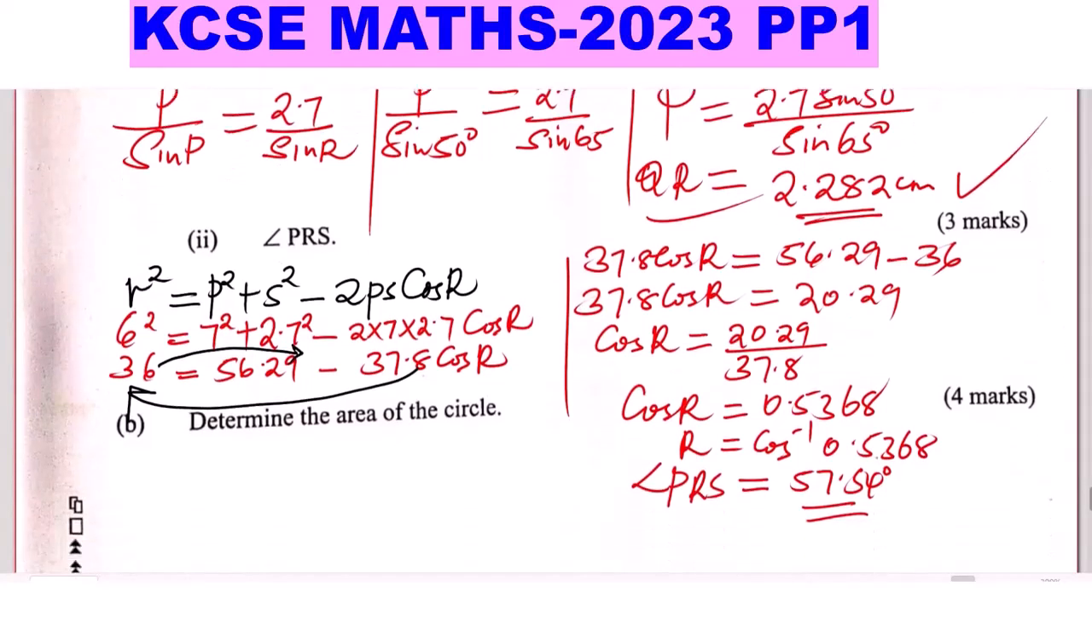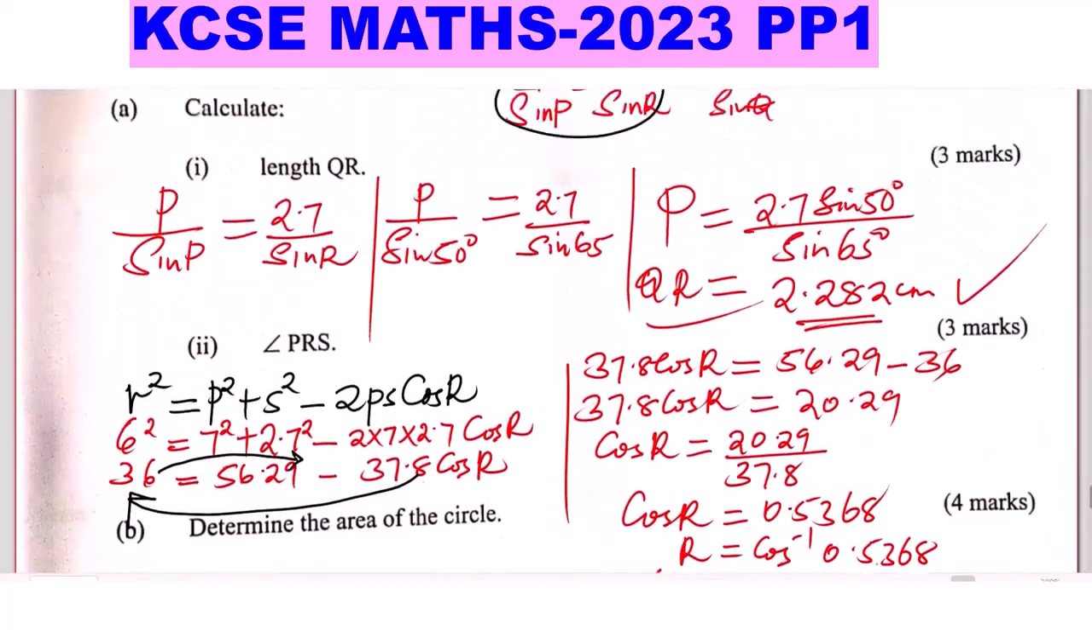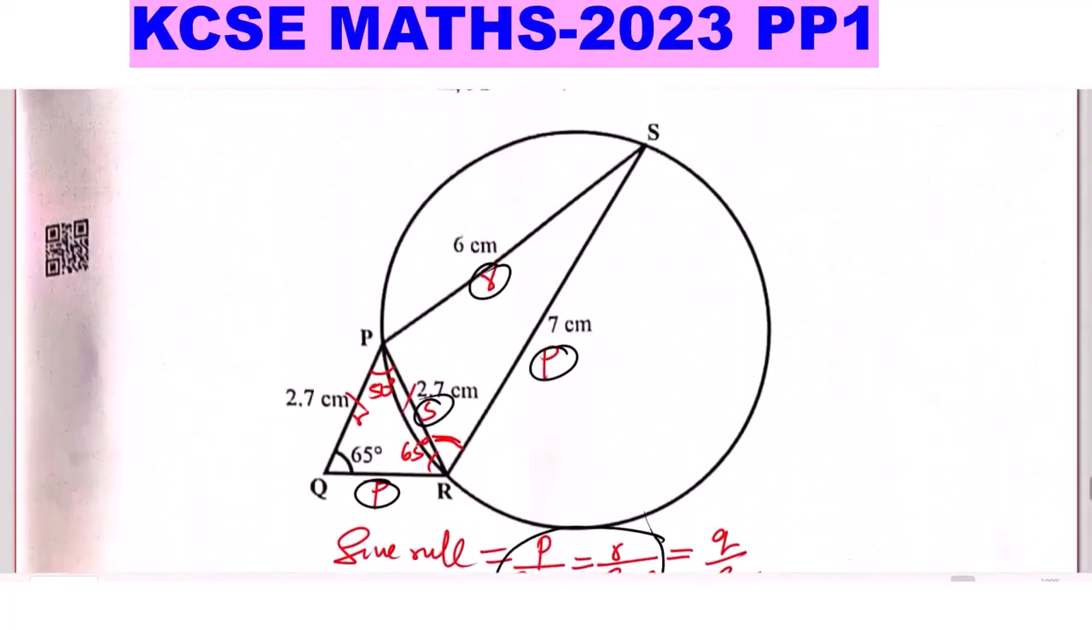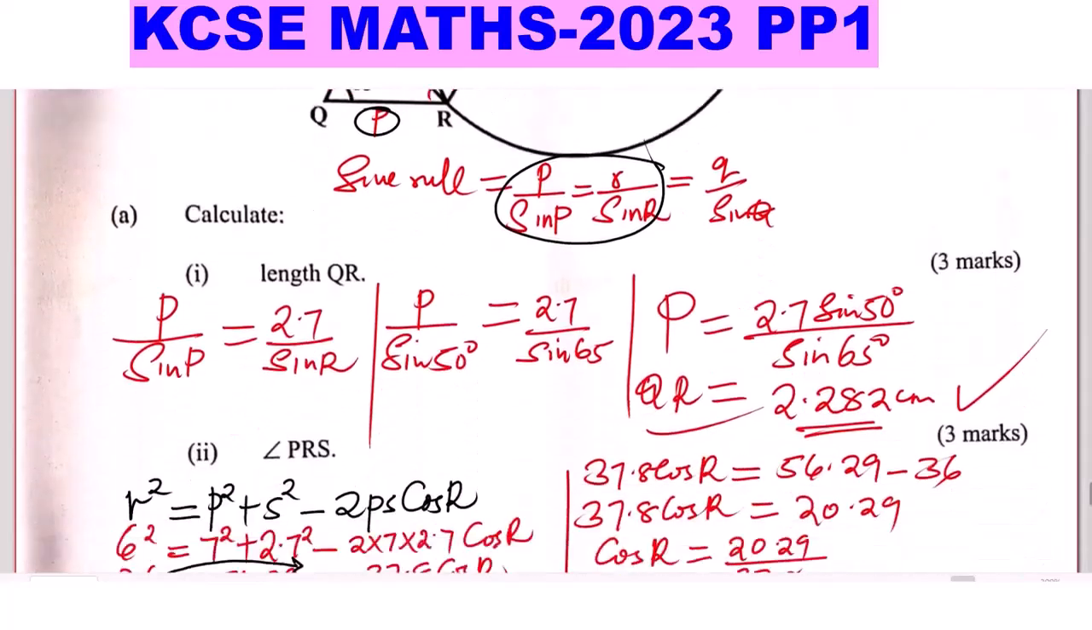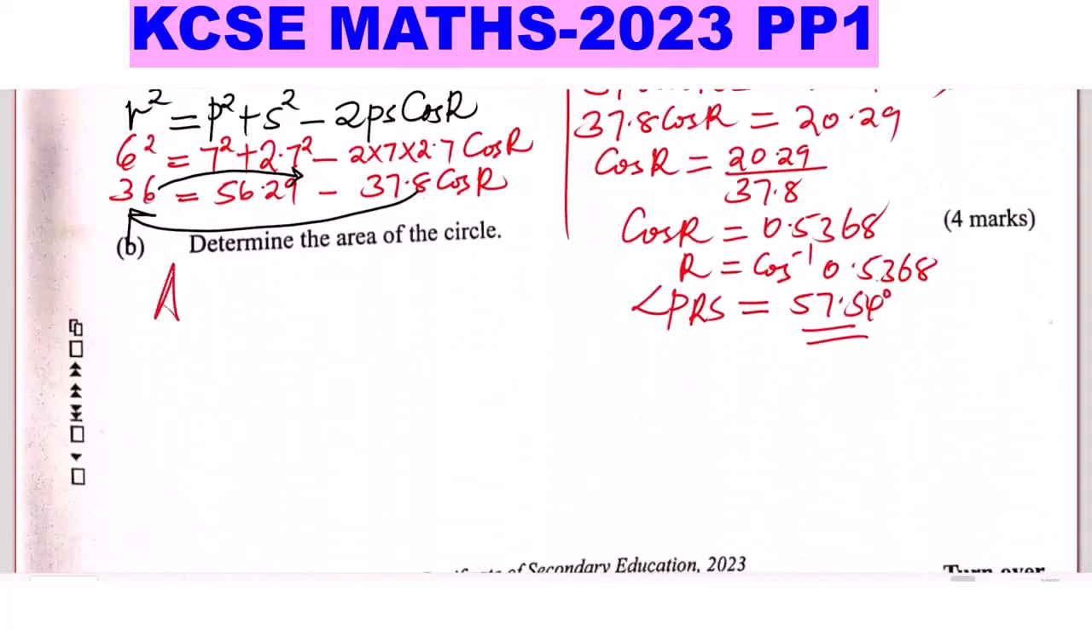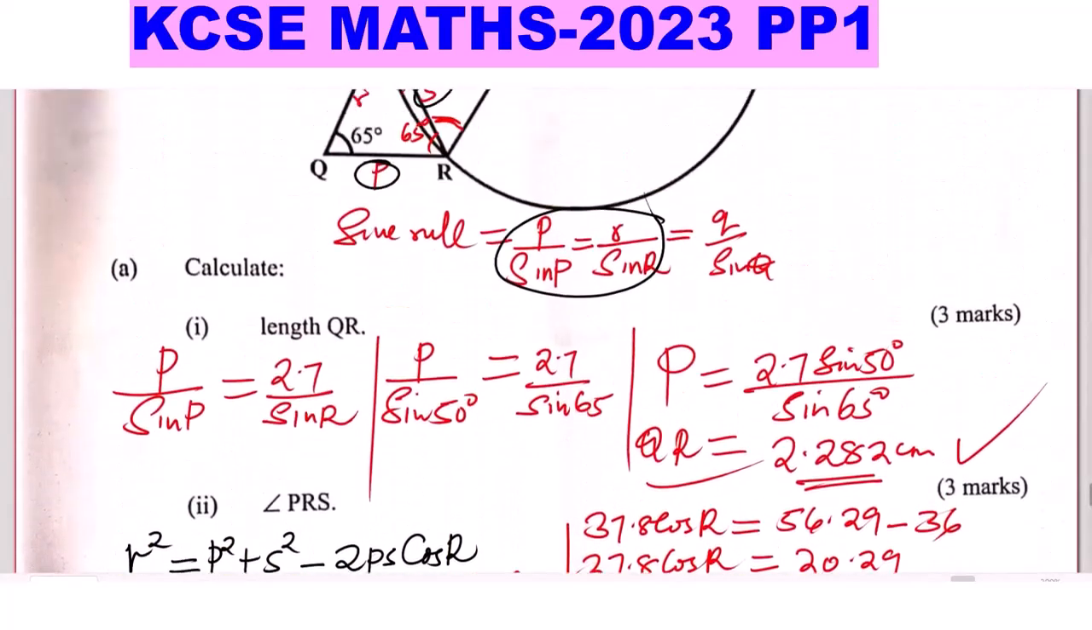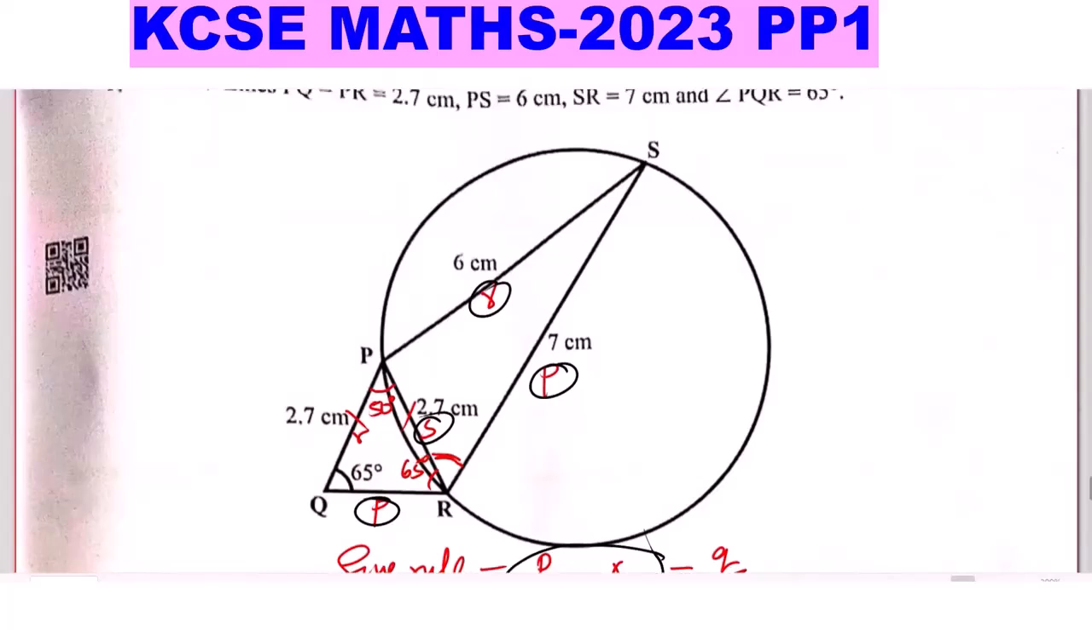The last question, determine the area of the circle. So let's go to that circle. To get the area of that circle, we need to get the radius, since the area of the circle is given by pi r squared. We don't have the radius, so how do we get the radius? We get the radius from the sine rule. Already we have obtained this angle, that is here.